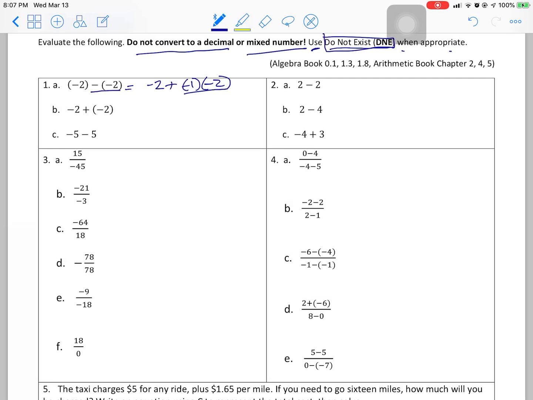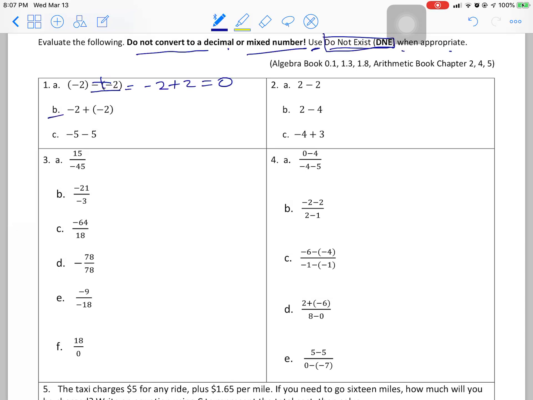So a -1 times a -2, remember a double negative makes a positive. So if this is confusing looking at it this way, don't look at it that way. A double negative makes a positive, so -2 plus 2 equals 0. Okay?